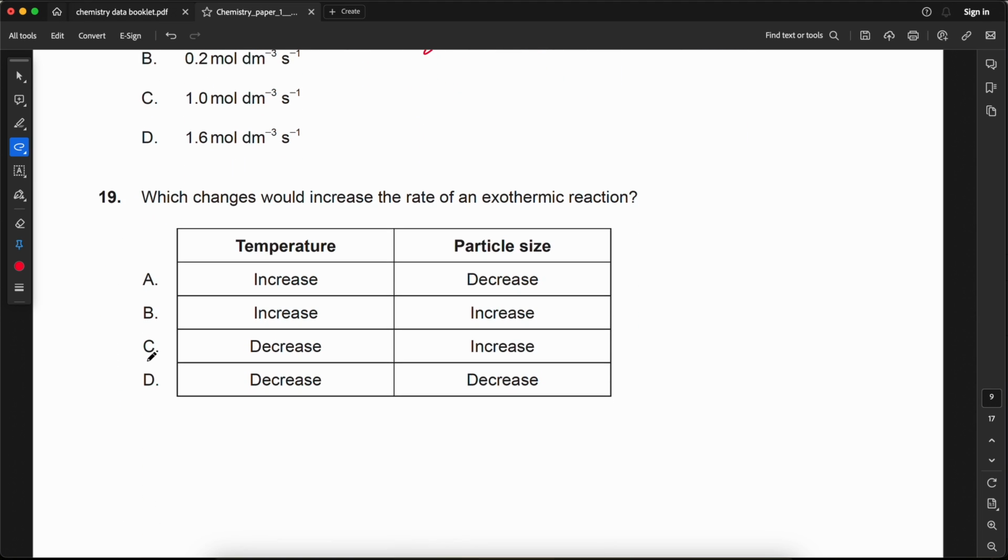Which changes would increase the rate of an exothermic reaction? It's temperature increase and particle size decrease. For an exothermic reaction, an increase in temperature increases the rate. And for particle size, a smaller particle size increases the rate of reaction because the surface area of the reactant increases. All right.